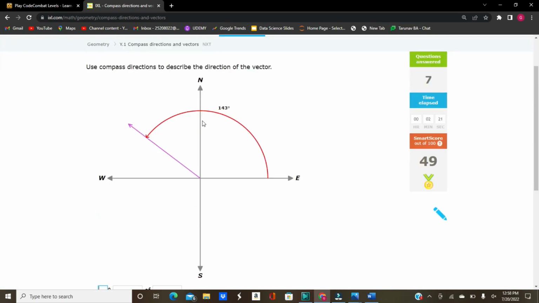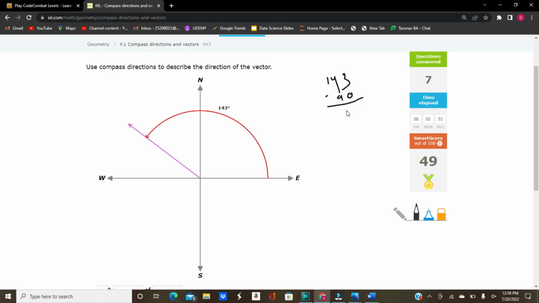Now, I was waiting for this type of question to come. So we have a very big angle, a large angle. We can't just say east of west. That does not make any sense. So what we have to do in this scenario is make the vector look like how it has been. So what we do is 143 minus 90. And I'll tell you in a second. So what is 143 minus 90?